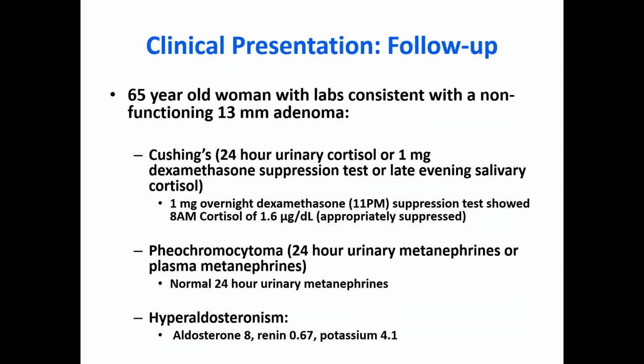So going back to our patient who we initially talked about earlier in this talk, this was the 65-year-old woman who had labs consistent with a non-functioning 13 millimeter adenoma. She had evaluation for Cushing's, pheochromocytoma, and hyperaldosteronism, as listed here, and her evaluation was negative. The values that she had are listed in further detail on this slide.